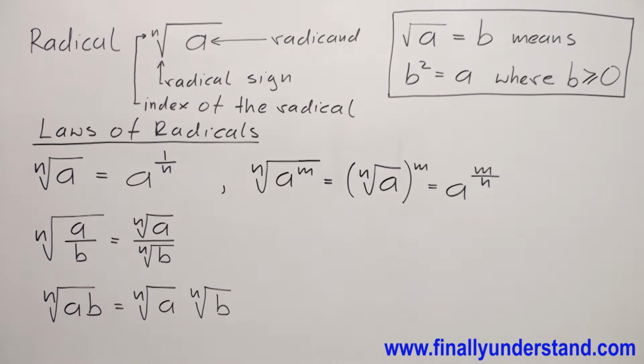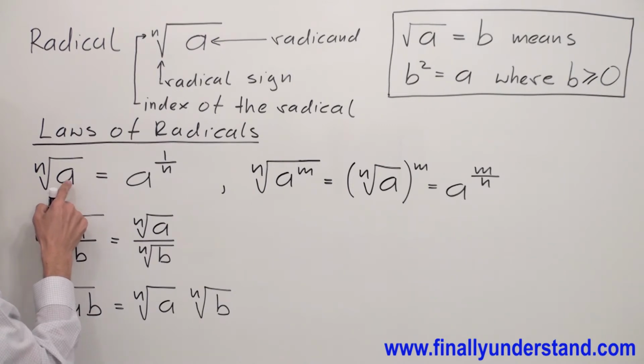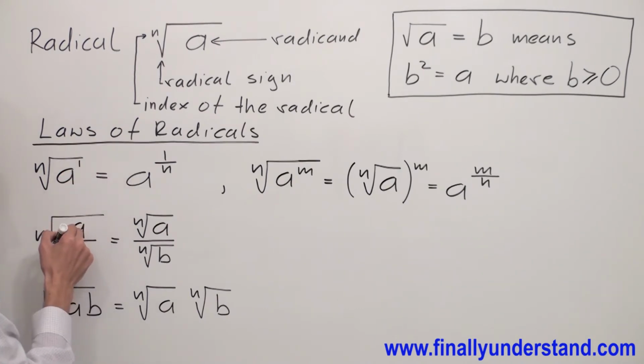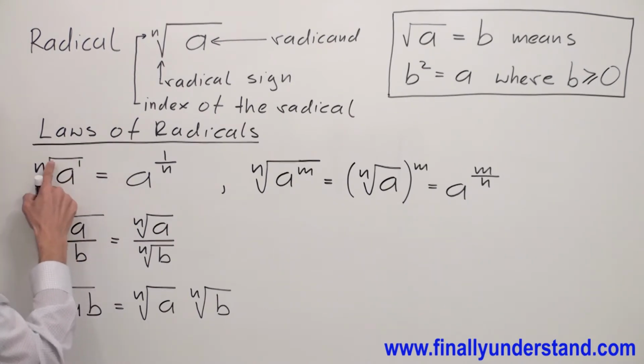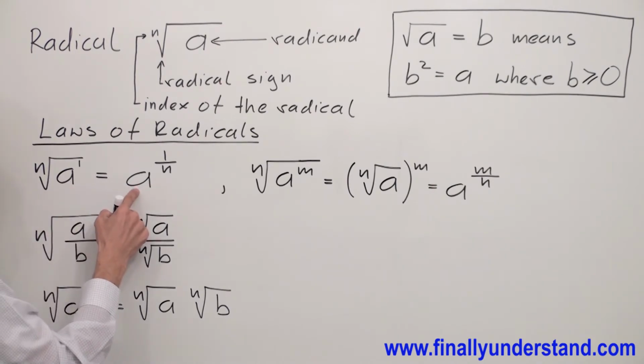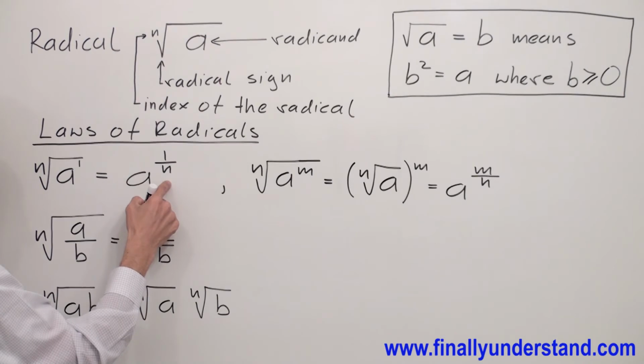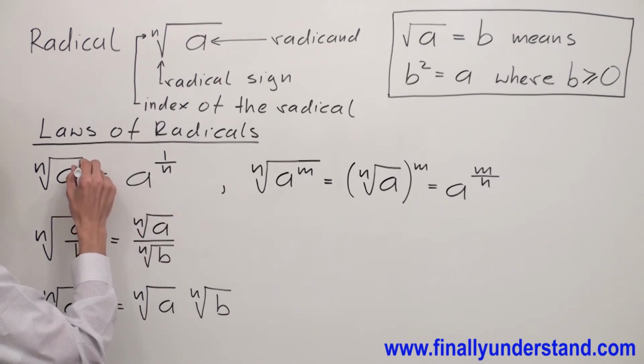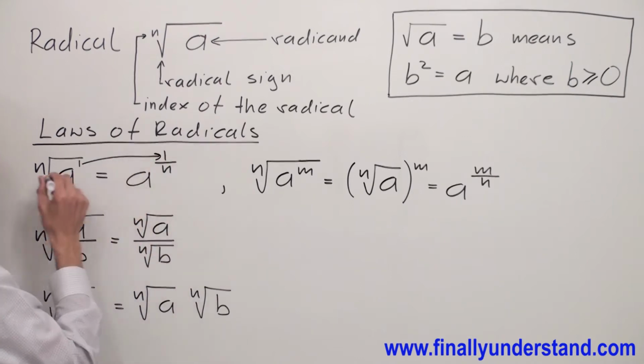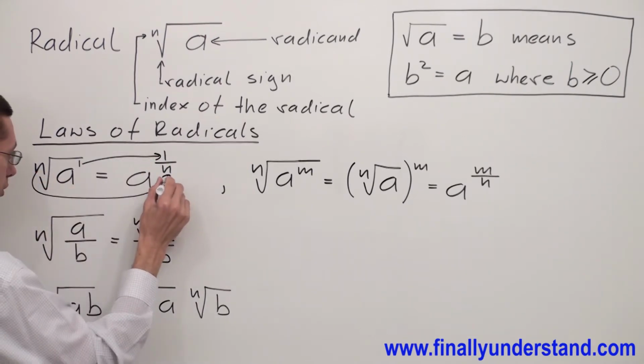Now, laws of radicals. As I said, radicals are another way to write rational exponents. The very first law says n root of a. Remember, anytime we do not have any exponent next to the variable, there is always an invisible 1. Okay? The definition says that this radical is equal to a to the exponent 1 over n. It means that the exponent next to a goes to the numerator and the index goes to the denominator.